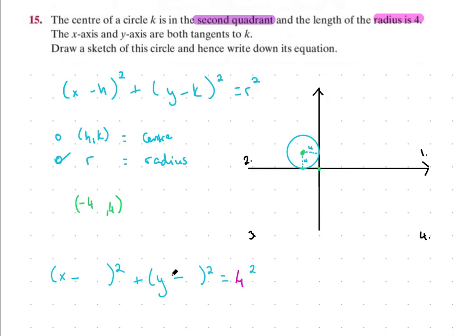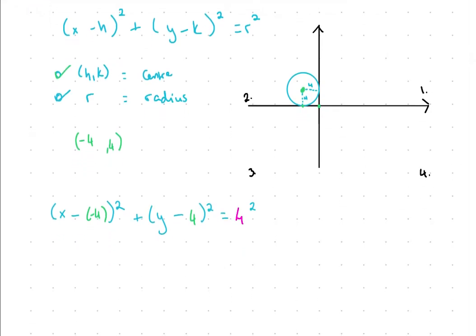So 4 goes in there, and we now have (h, k). We do have that now, and it was the centre point, which was minus 4. So I'm going to fill in minus 4 there, and 4 here. And then we just tidy it up to get our equation of our circle. So we've got x minus minus 4 becomes plus 4, squared, plus y minus 4, squared, is equal to 16. And that would be the equation of the circle.